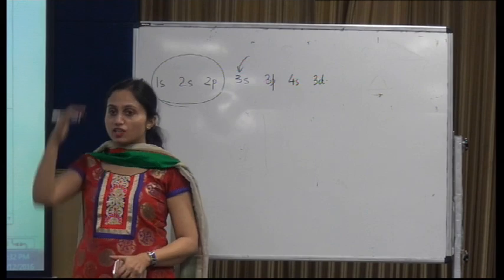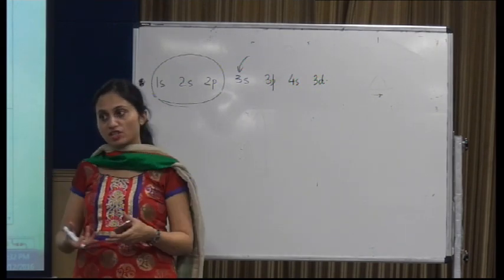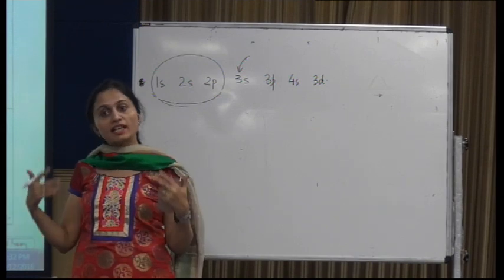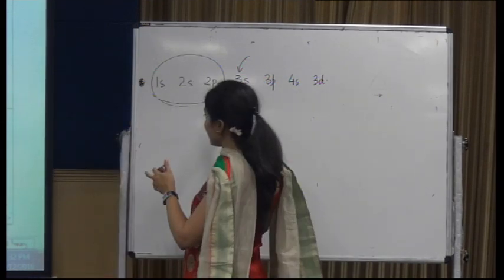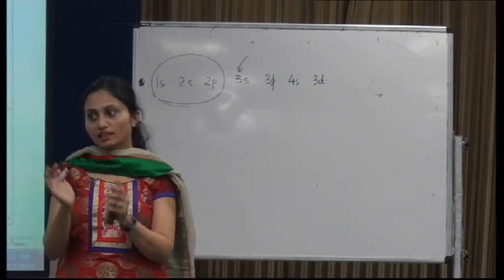But when we increase the shell itself, going from 2 to 3, there is a full shell which is getting added, so the size will increase when a shell is added, but if the electron is getting added to the same shell, size will decrease.